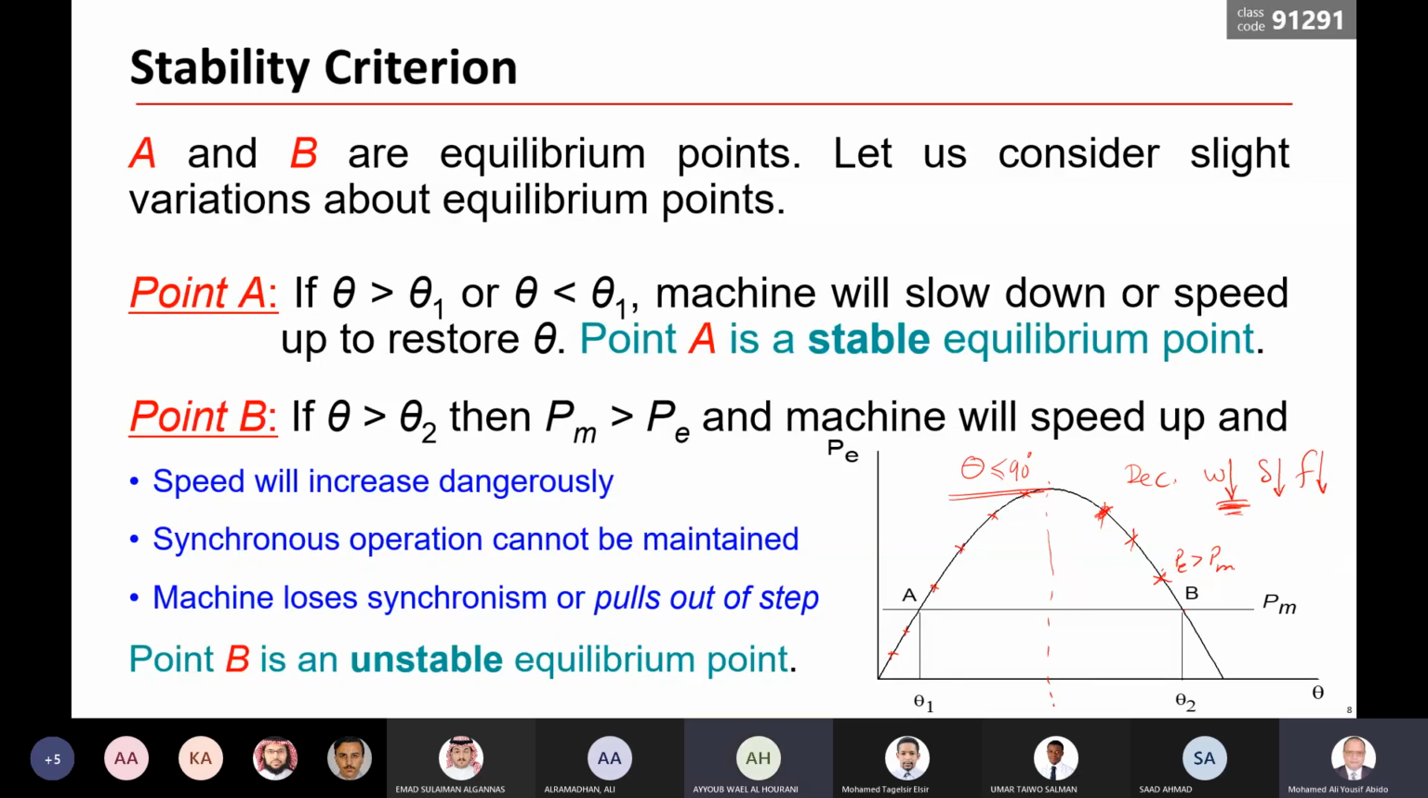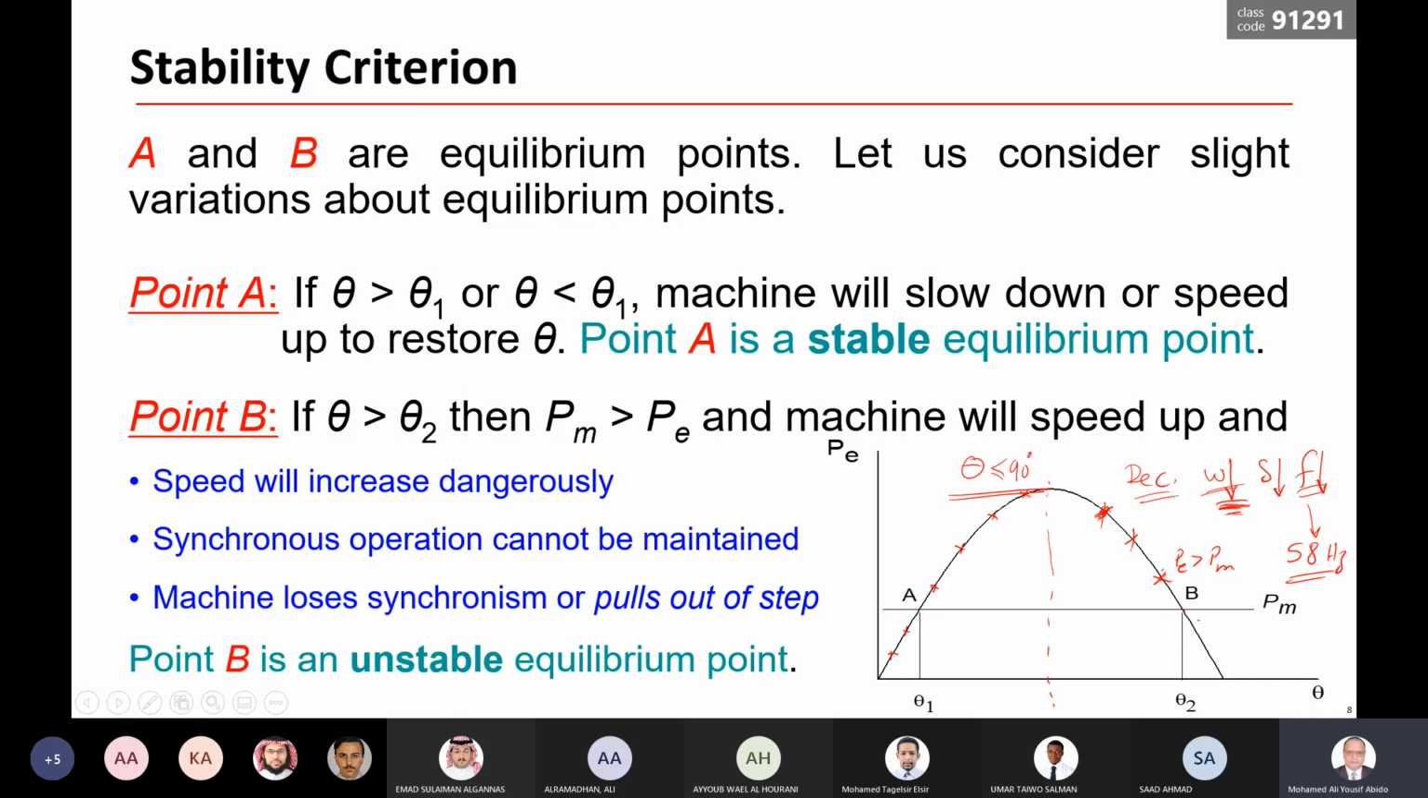So in this case, you have here the deceleration, and the speed, or the frequency, will be lower and lower, and maybe a major drop, 59 or 58 hertz, and this is not acceptable. You cannot work as such. Is it clear? Yeah, it's clear. So point B is an unworkable point at all.